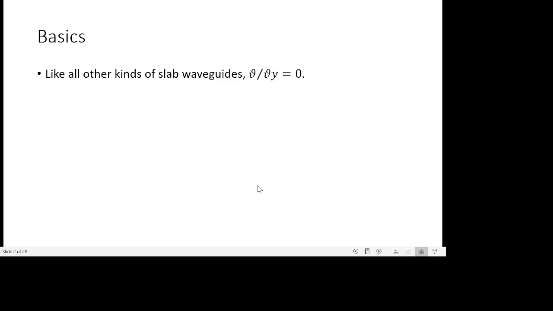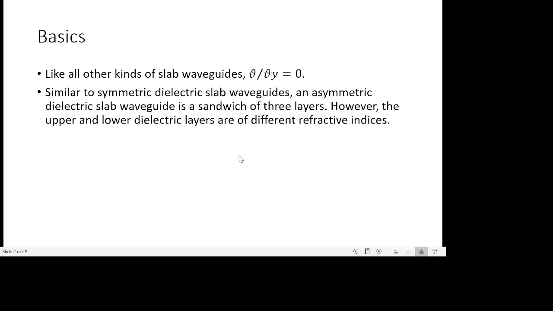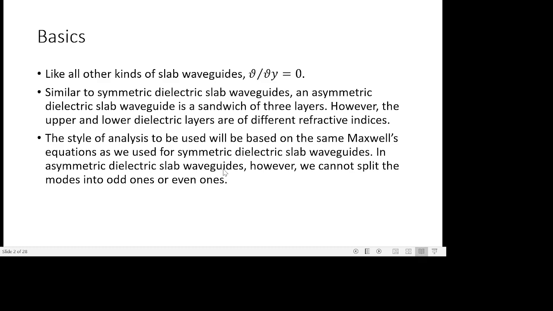Basically, like all kinds of slab waveguides, we have the right derivative being equal to 0, and similar to symmetric dielectric slab waveguides, we have altogether 3 layers. But the upper dielectric layers and the lower dielectric layers are of different refractive index. The style of analysis will be more or less the same.